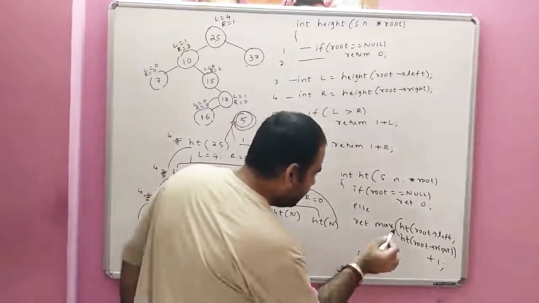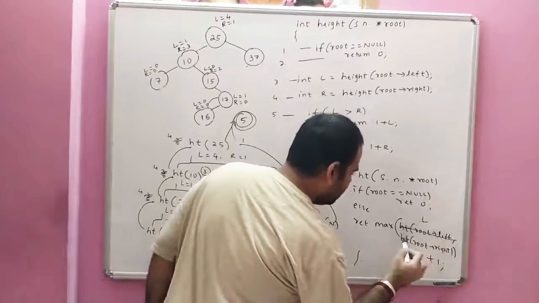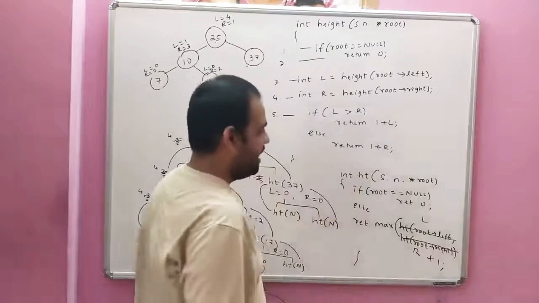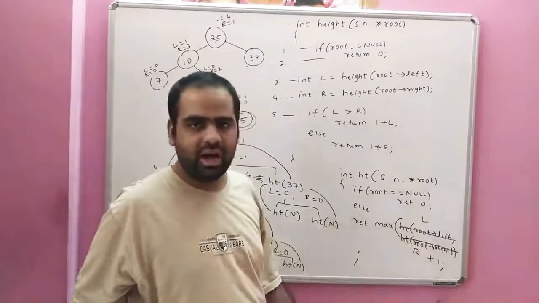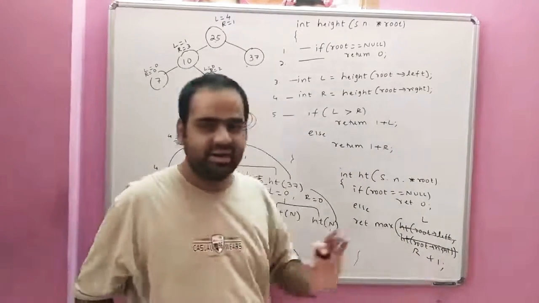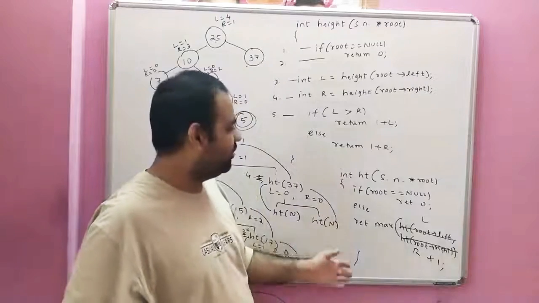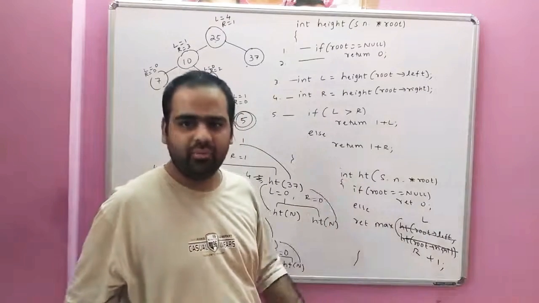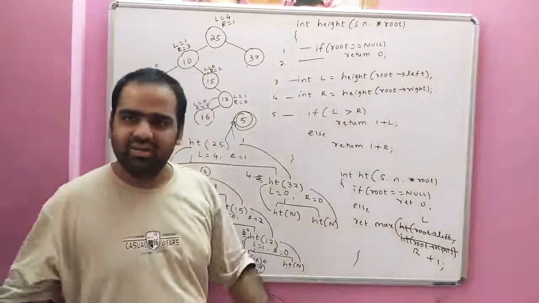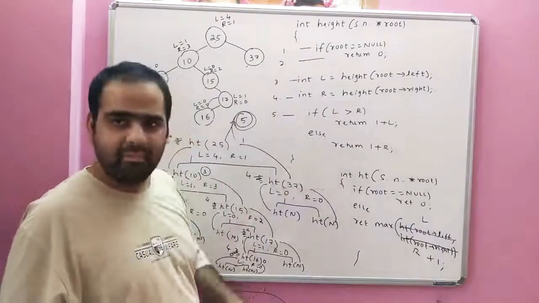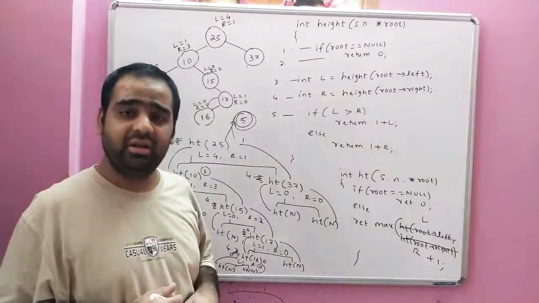Now what we have done, we have taken root arrow left in L, root arrow right in R, and we have computed the maximum of these things, right? Maximum of L comma R is whatever it is, and we have added 1 to it. This is the other way of writing it, and you will see it in the majority of books. But in order to help you understand, I have written it in a very easy manner. This is how the height of the tree is computed.